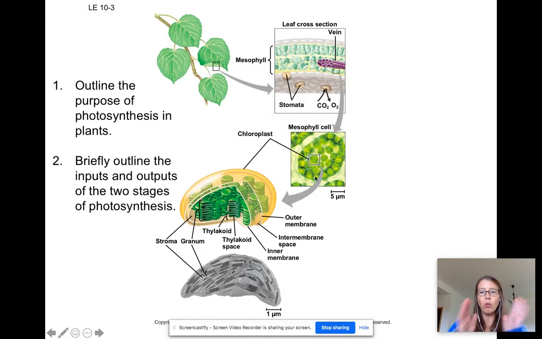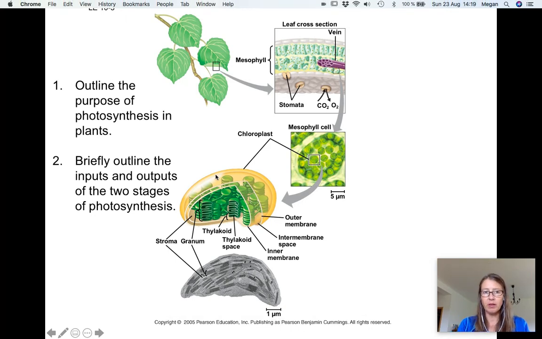Okay, so we are going to take a look at photosynthesis. The purpose of this screencast is to cover just what the purpose of photosynthesis is, and then we're also going to briefly outline the inputs and outputs of the two stages of photosynthesis. It happens in two stages.